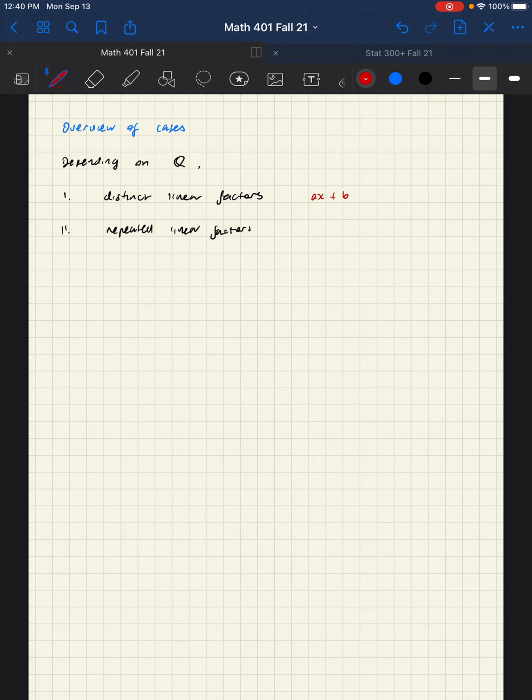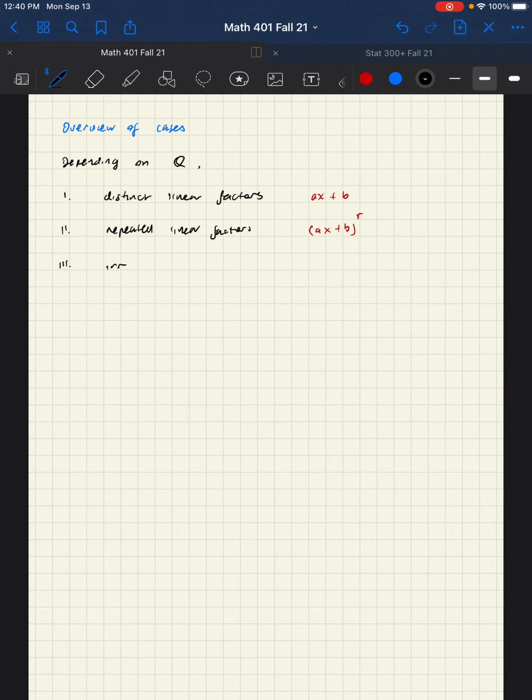So in other words, we might get something like ax plus b appearing with multiplicity 3, for instance, right? We'll give that some other power here. Let's call that r. Okay, so it'll repeat depending on what power that factor has.